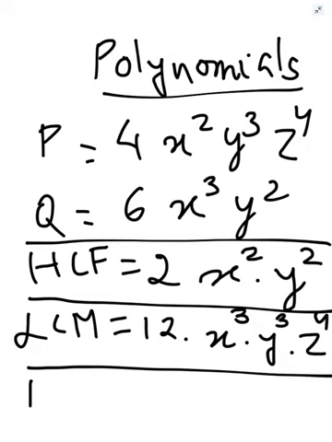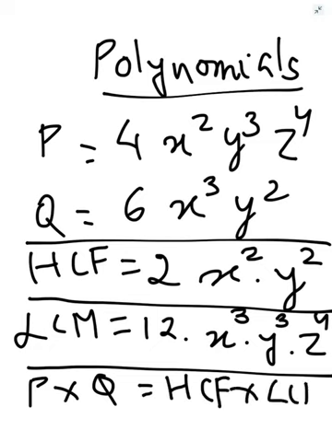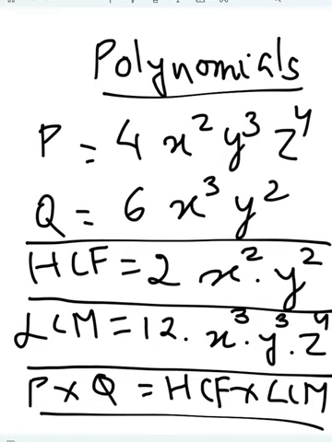Now for yourself, you can verify that the product of the polynomials and the product of their HCF and LCM is also equal, which we have discussed in the case of numbers a and b. a into b is equal to HCF into LCM. Here also the same property holds good. P into Q, the product of polynomials, and the product of their HCF and LCM will always be equal.